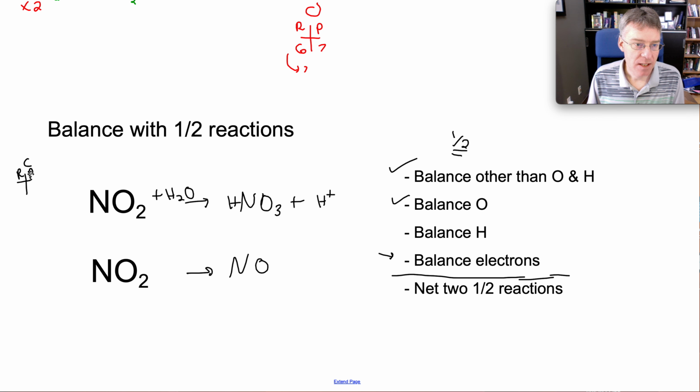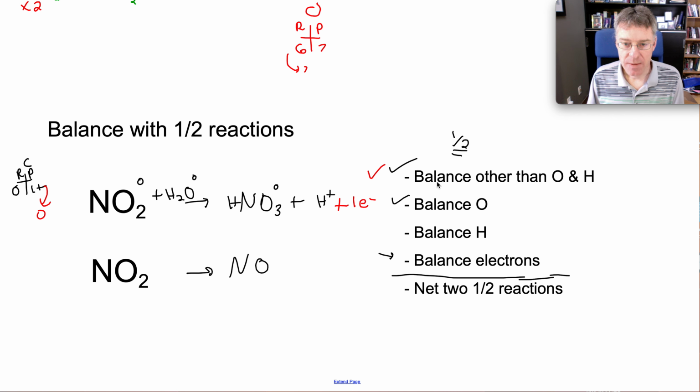reactant side, product side, we're going to add electrons to the high side. So we've got no charge. This is neutral. Water is neutral, so there's no charge on the reactant side. The product side, we have something neutral, and then we have a +1. So the high side is the products, and we've got to bring that down to 0. And we're going to do that by adding 1 electron. So we've balanced this half reaction. We've got to run through those steps again with our second NO2, and then we can net the two up.